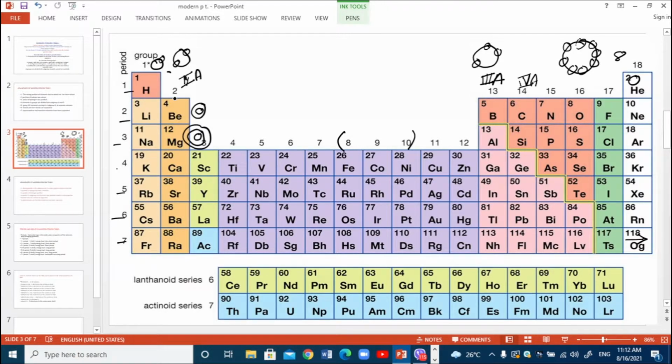Group 1A elements have 1 electron in the valence cell. 2A elements have 2 electrons in the valence cell of their atomic structure. 3A elements have 3 electrons in the valence cell of their atomic structure, and so on. So these are the groups in the modern periodic table. Now these are group 8 elements.